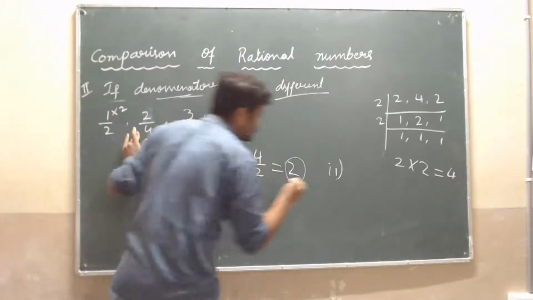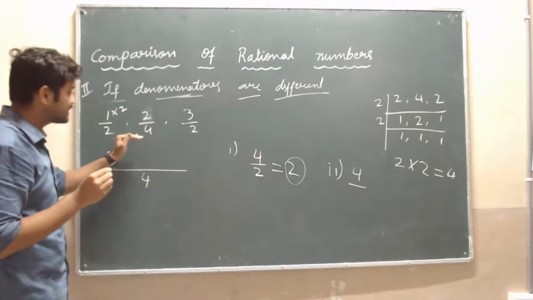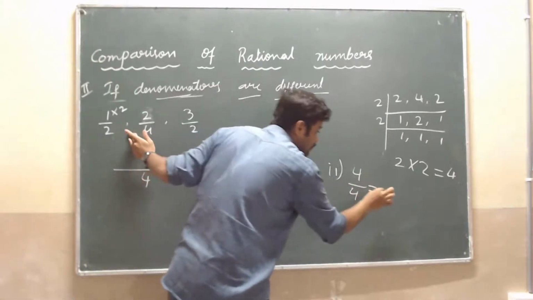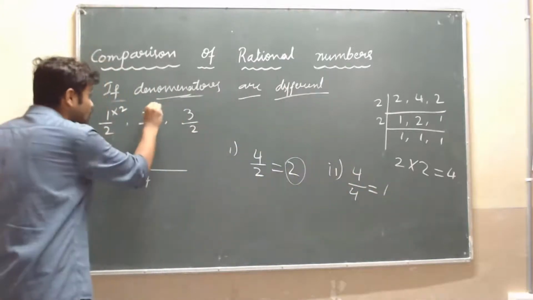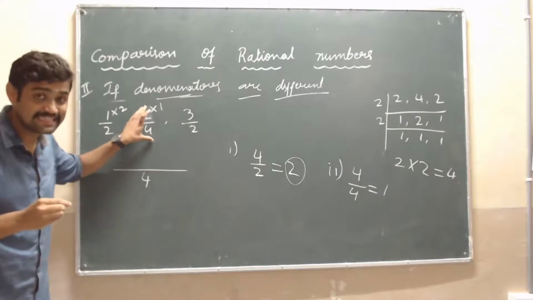Then which is the second number? That is 2 by 4. We have an LCM that is 4. What is the denominator of the second number? That is 4. What is the answer? 4 ones are 4, so 1. Then we have to multiply 1 to the numerator of the second number.